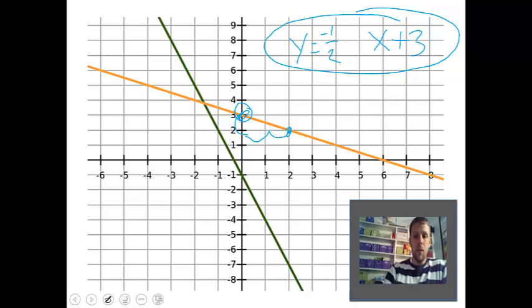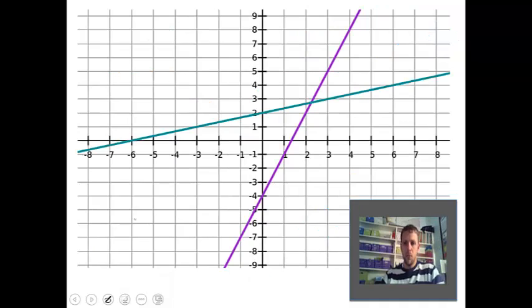I'm now going to do the green graph. I notice it crosses the y-axis at -1, so I'm going to start off with my y-intercept being -1. It looks like it's going down at a rate of 1, 2, 3, negative 3 over 1, which is the same thing as negative 3. So I know this is going to be y is equal to negative 3x minus 1.